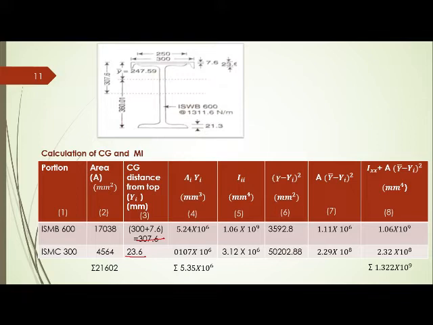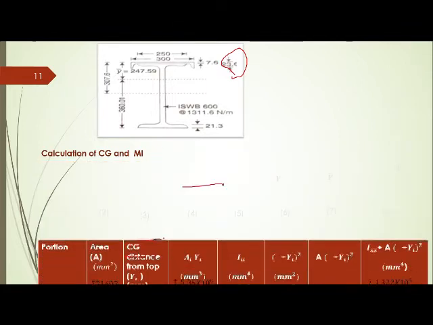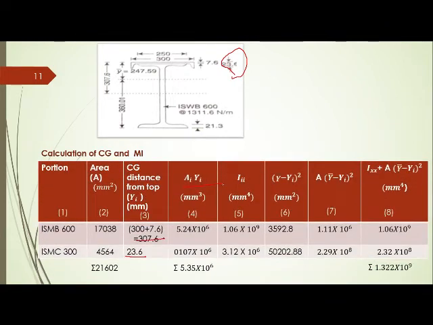So we have taken that value. It is referred here also in this portion. Here we have multiplied the second column with the third column to get AiYi, because the formula of the CG is summation of AiYi divided by summation of Ai. So we have taken these two sums and divided to find the position of the CG.